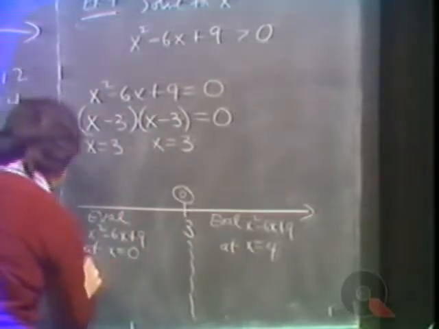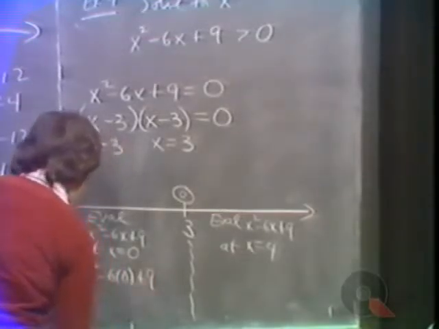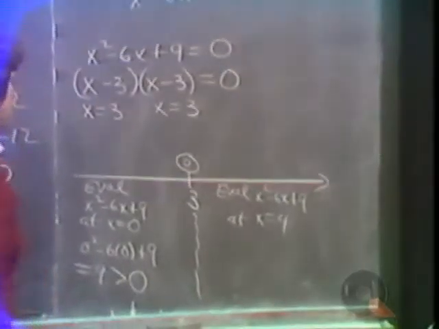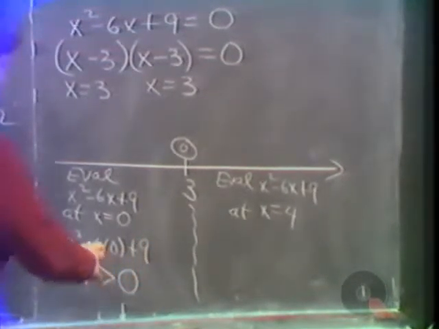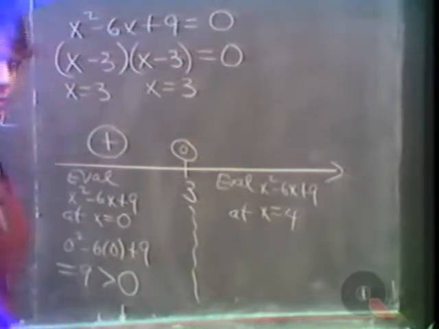When we do this, we get 0 squared minus 6 times 0 plus 9. And that's 9, and it's positive. Since this expression is positive at the testing value, it is positive throughout this entire interval.